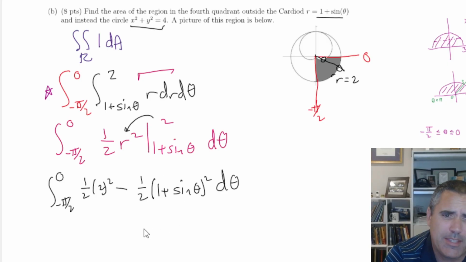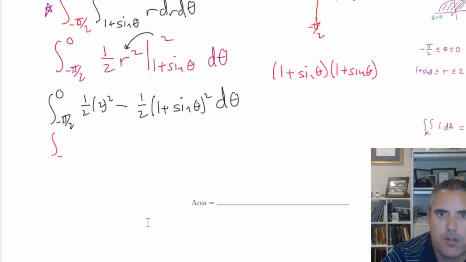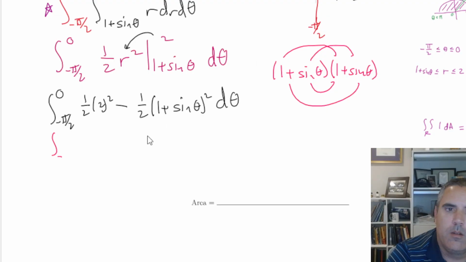And this requires expanding. So let's do it. So the integral from, so if you don't know how to expand that, you expand it the same way you always expand. So this is 1 plus sine of theta. Let me scroll this up a little bit. So we're doing this times this. We're monkey facing it out or foiling it out. Okay, so here we go.